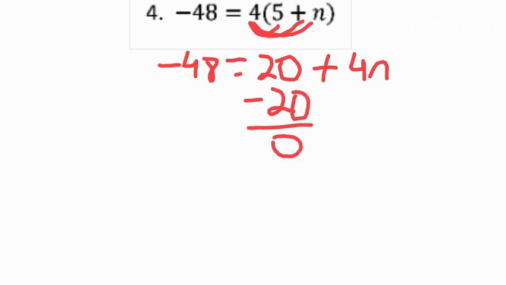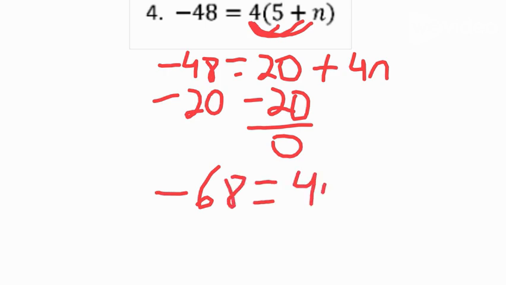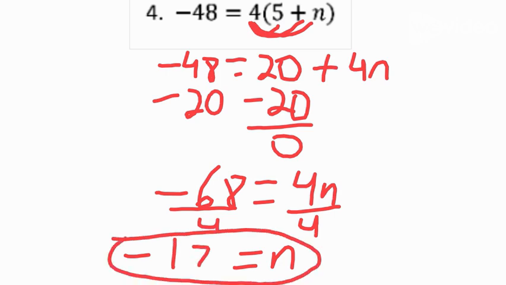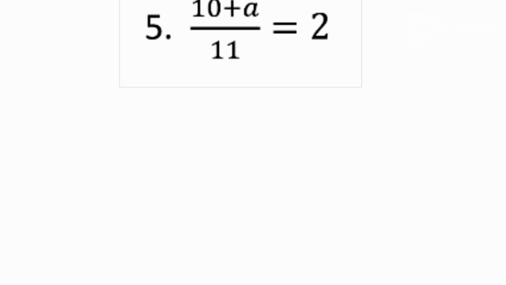Next step, we are going to get rid of this 20 by subtracting, because 20 minus 20 is 0. Subtract on the other side. We end up with negative 68 when we calculate there. On the right-hand side, we have 4n. We'll get rid of the 4 by dividing by 4. And we end up with a negative number on this left-hand side. N equals negative 17. And that's the conclusion on that one. So we're finished with that question.